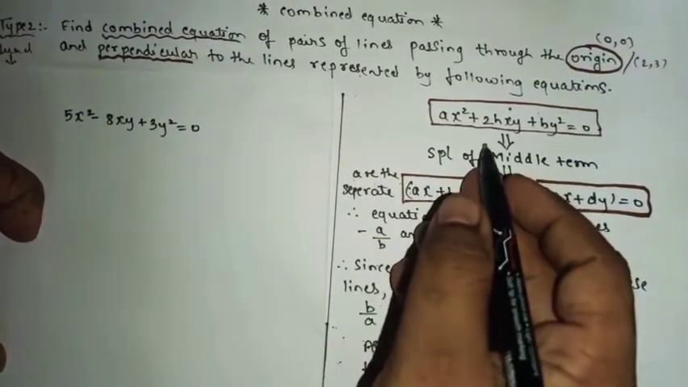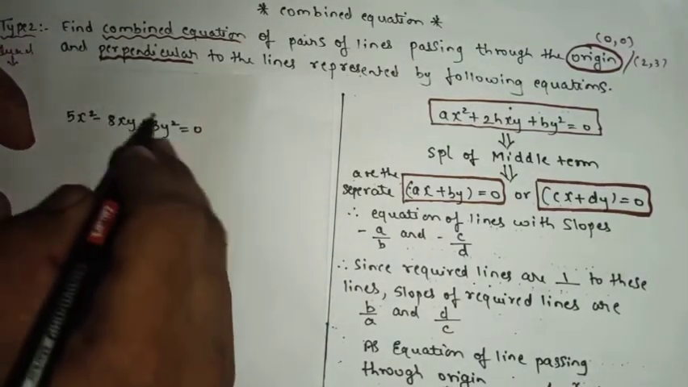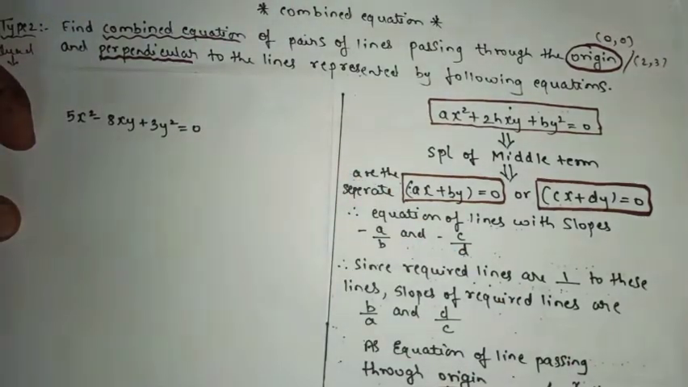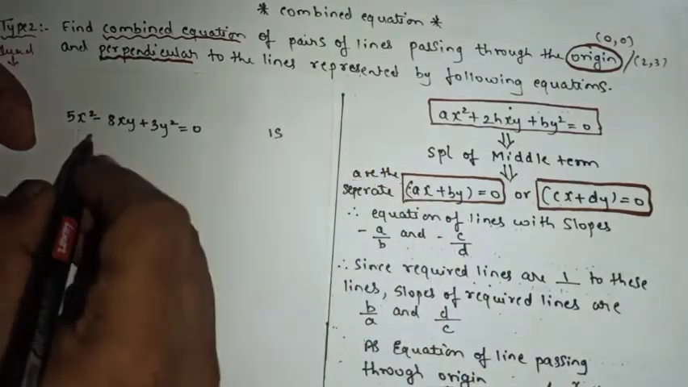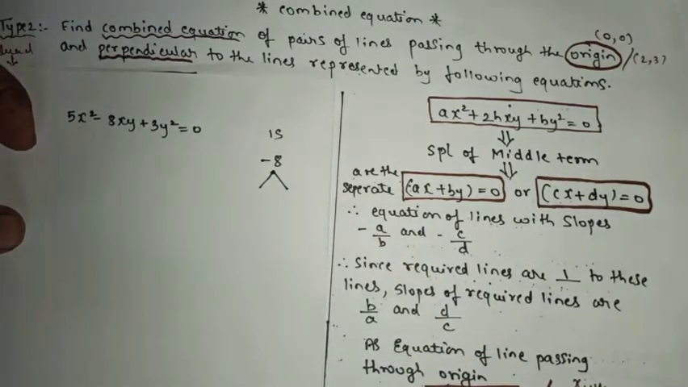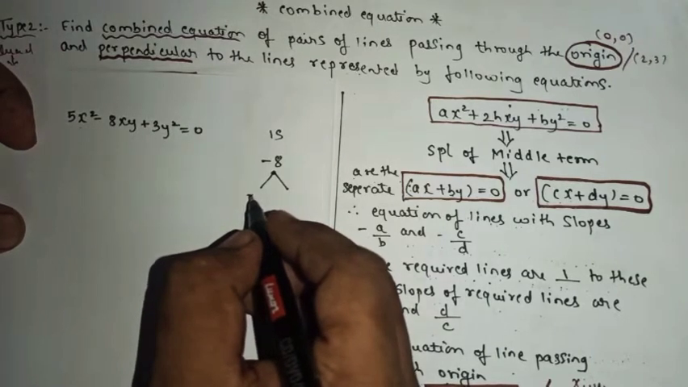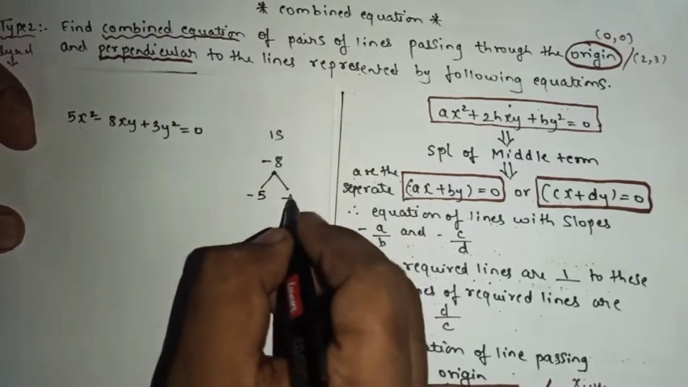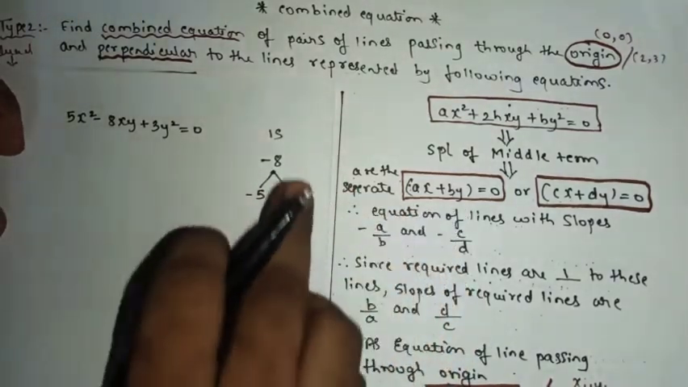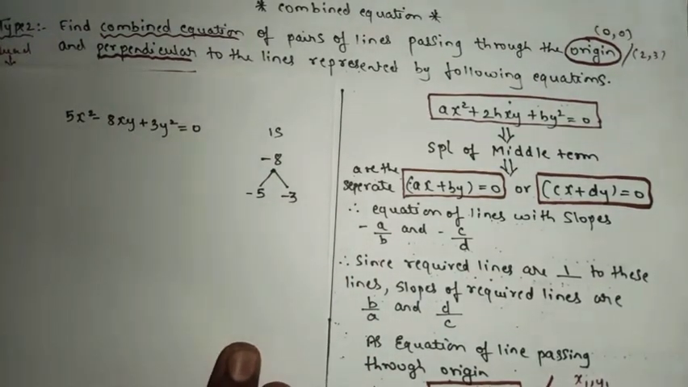Splitting of middle term. So we'll check for this quadratic equation. So here the product is what? 15. And sum is what? Minus 8. So first check whether we can split the middle term or not. Yes, so we can write this as minus 5 and minus 3. Minus 5 times minus 3 is 15, minus 5 minus 3 is minus 8. So product we are getting 15 and sum is minus 8. Yes, so splitting of middle term is possible, so we can apply this method.